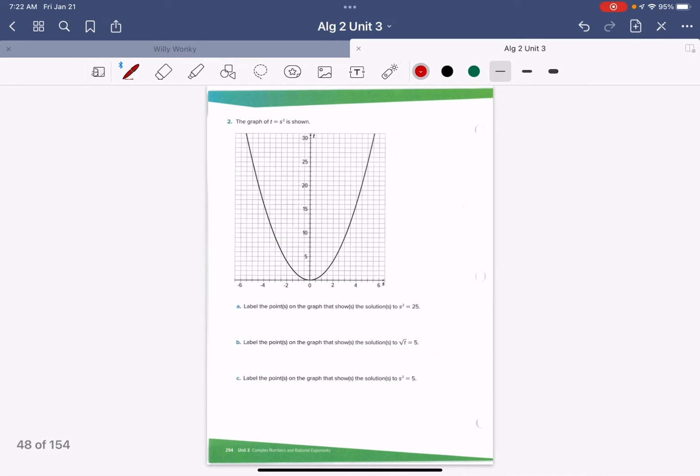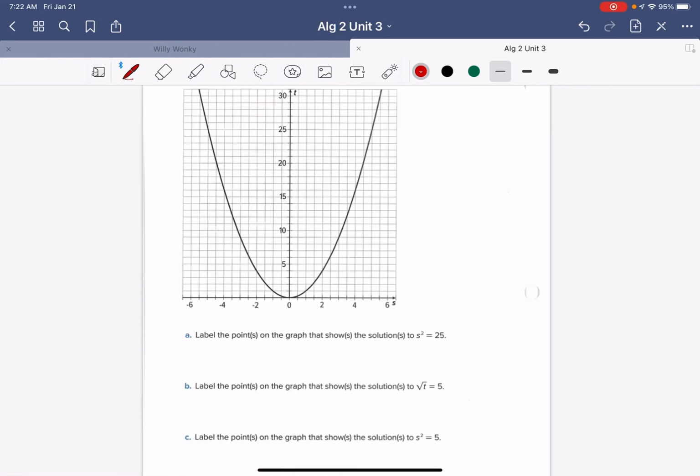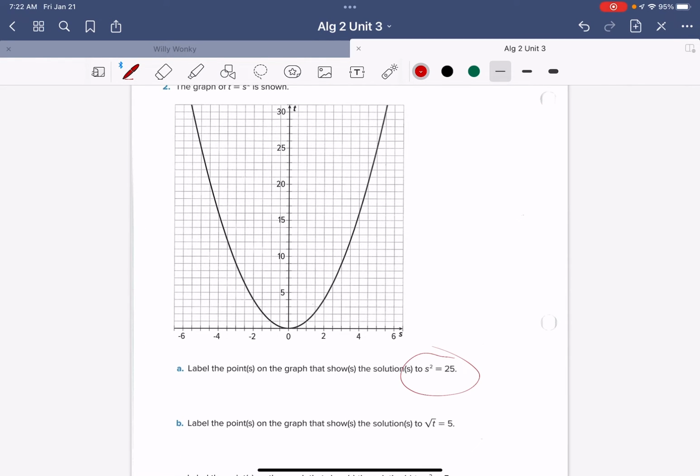Next page here. This is kind of related to the warm-up, and it's just kind of reinforcing that idea. So what squared is 25? There's two answers. So if you go to 25, right, there's this answer over here. The square root of 5 squared is 25. The other answer over here would be negative 5. Negative 5 also squared is 25. So you can see that there's two answers when you have the parabola situation.